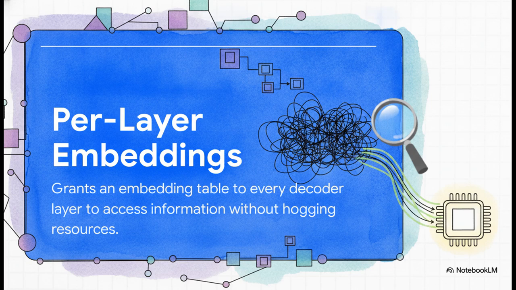It actually grants a dedicated embedding table to every single decoder layer inside the model. So what does that mean for you? Well, it means the model can retrieve and access vastly more information at a really granular level without hogging all your precious system resources. It's brilliant because it effectively decouples memory bloat from reasoning capabilities using incredibly efficient routing.